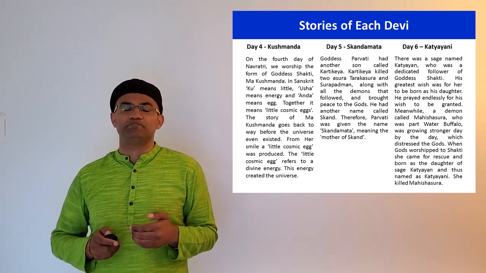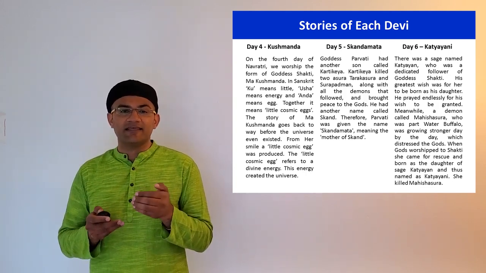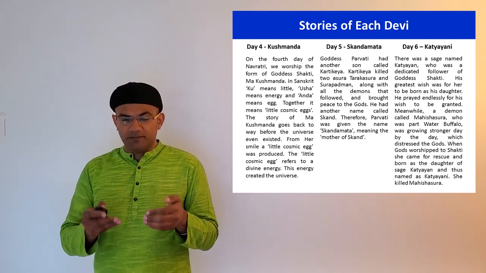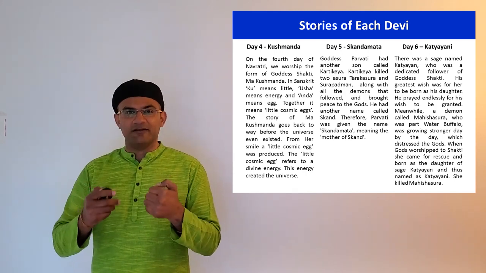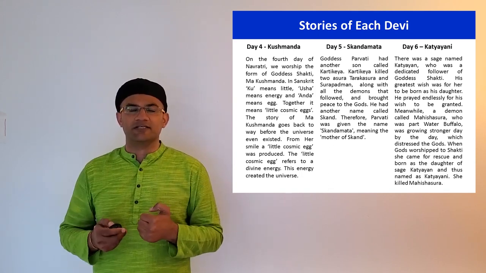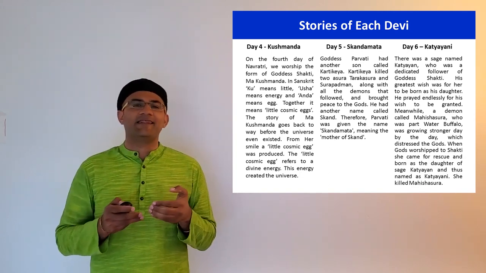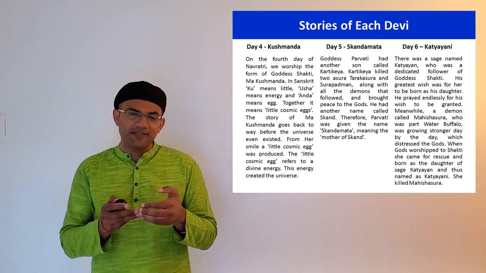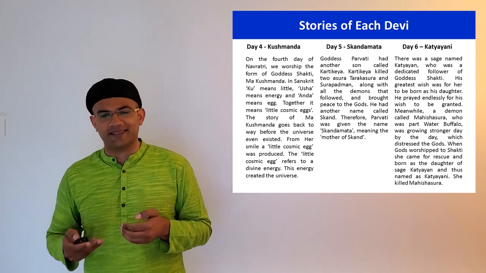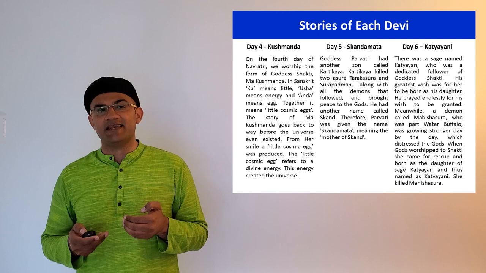Skandamata is day 5. The goddess Parvati had another son called Kartikeya. Kartikeya eliminated two asuras, and he brought peace to the gods. He was the primary fighter for the devas. He was the leader of their army as well. His other name was Skanda. And because he was Skanda and his mother was Parvati, Parvati got named Skanda Mata, mother of Skanda.